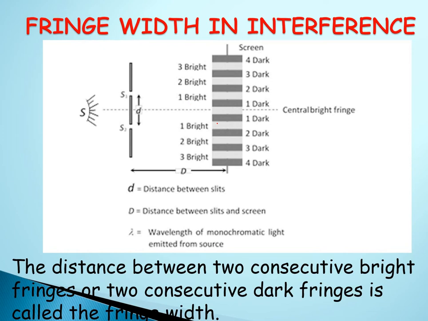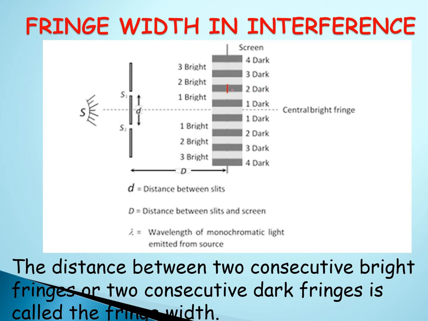Children, as I have told you before, once again I am telling, the central bright fringe is not known as the first bright fringe. The central bright fringe is known as central bright fringe or central maxima. Then this is the first bright fringe which is above the first dark fringe. Then second bright fringe, third bright fringe, it goes on like that. Now children, we are trying to find out the fringe width, the width of the fringe. What is the width of this dark fringe? Let's take the second dark fringe.